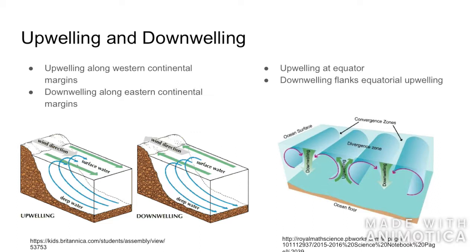This occurs when surface waters are forced down as they are blown into the eastern coast of continents and flanks equatorial upwelling where currents converge. Downwelling leads to organic matter sinking faster than it otherwise would.